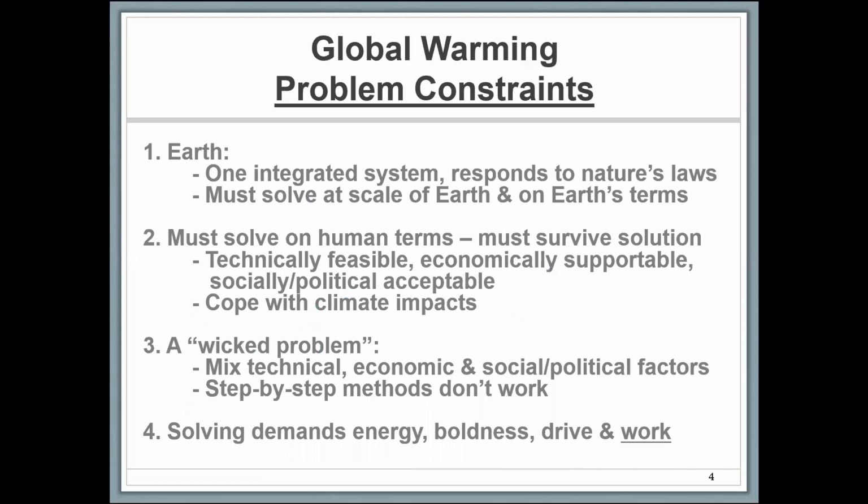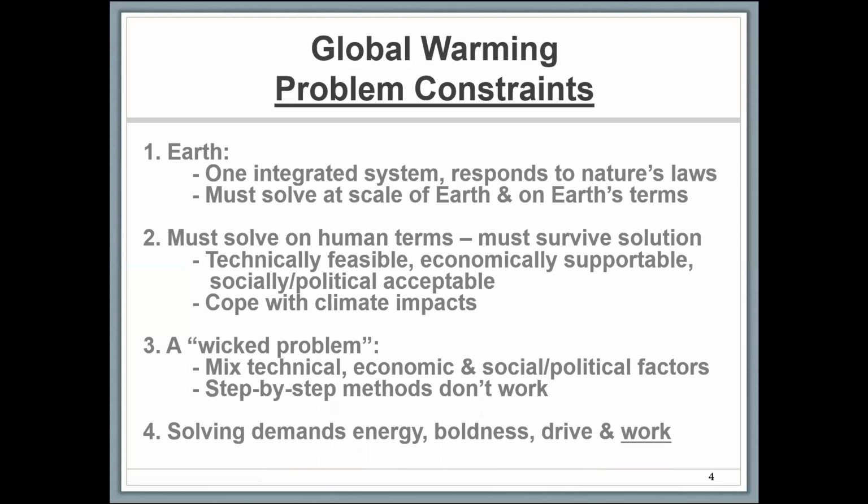Now let's turn to the global warming problem. Here we face a number of constraints. We must accept that the Earth is one integrated system with one part affecting many others. For example, Arctic warming melts sea ice and allows more solar energy to be trapped by the open water, resulting in further warming. Also, the Earth is a physical entity that can only respond in accordance with the laws of nature, ignoring our desires and even our survival. Thus, we must solve global warming at the scale of Earth and on Earth's physical terms.